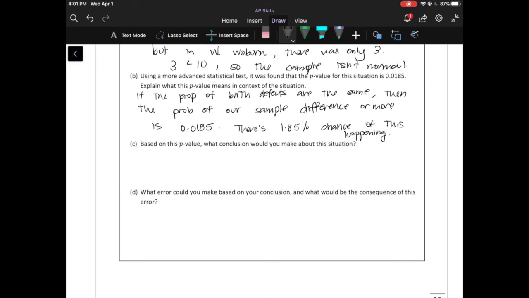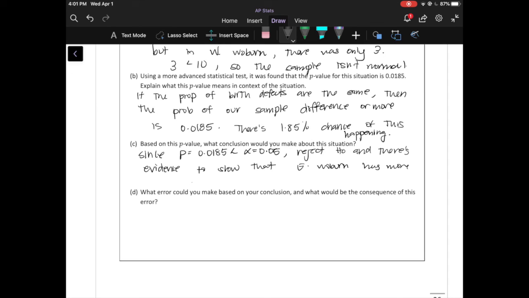Okay. Now, based on this p-value, what conclusion would you make about the situation? Go ahead and answer that question now. Well, since p equals 0.0185 is less than alpha equals 0.05, we reject H0, and there's evidence to show that East Woburn has more defects.